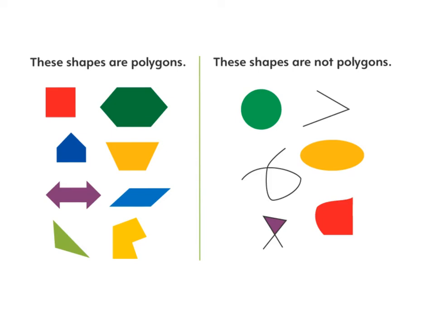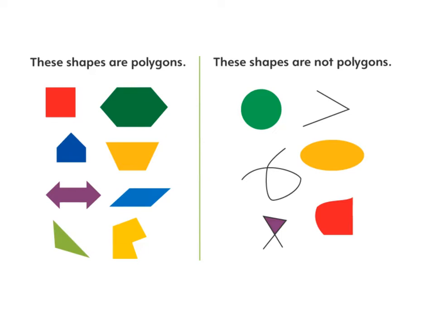In this video, I'm going to show you some of the properties of polygons and also some ways that we can classify polygons. In this image, you can see some examples of shapes that are polygons versus shapes that are not polygons. And I encourage you to pause the video for a moment and see if you can come up with your own explanation for how these shapes are sorted.